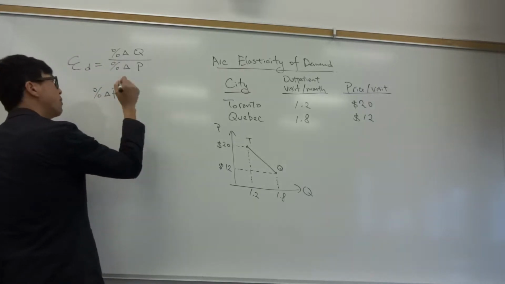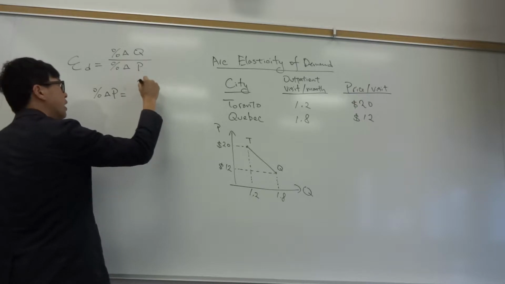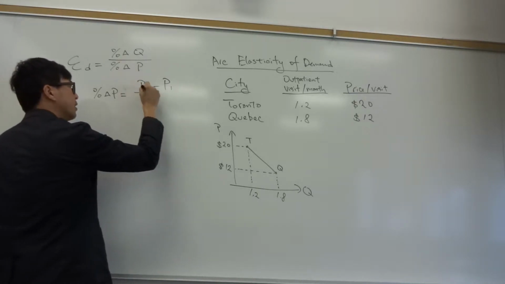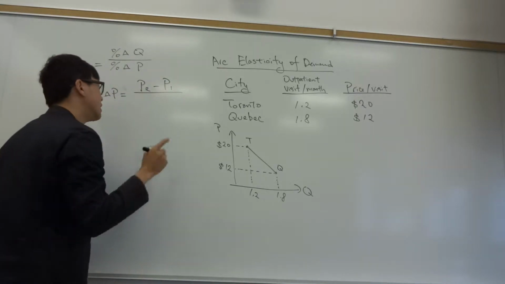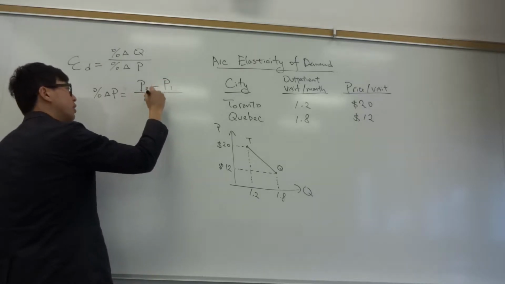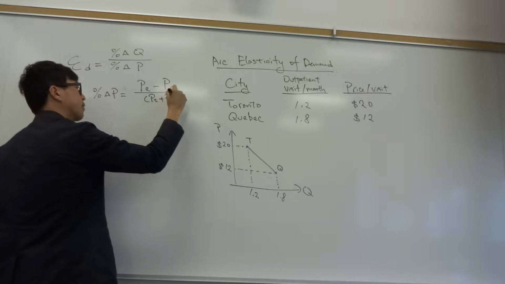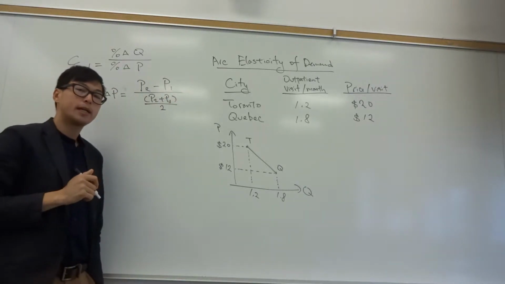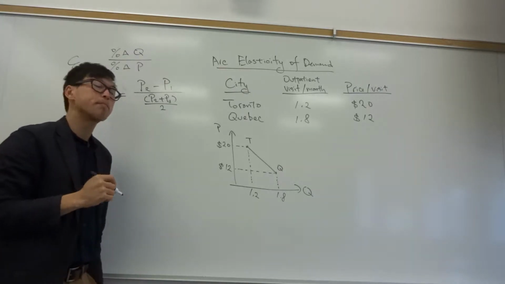The midpoint rule basically uses the same concept. We're using the new price minus the old price. Now this time we are going to make the bottom part different. Instead of just dividing by the old price, we are going to take the average of the two prices, so that we don't get into the problem of picking a starting point.